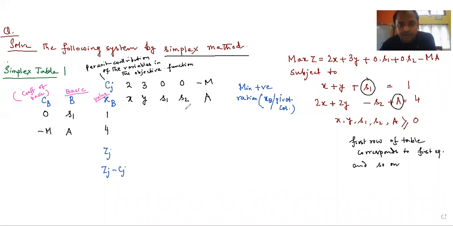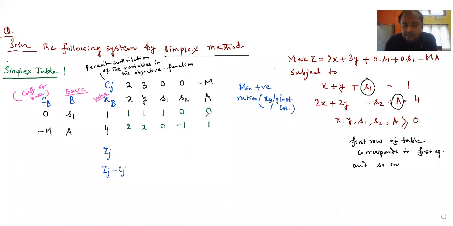So the first row stands for the first equation, so we write the coefficients over here. The coefficient of x is 1, the coefficient of y is 1, the coefficient of S1 is 1. Since S2 and A are not present here, their coefficients are 0 and 0. And the second row corresponds to the second equation. The coefficient of x is 2, the coefficient of y is 2, the coefficient of S1 is not present, so its coefficient is 0. S2's coefficient is -1, and A's coefficient is 1. So everything has been written accordingly.